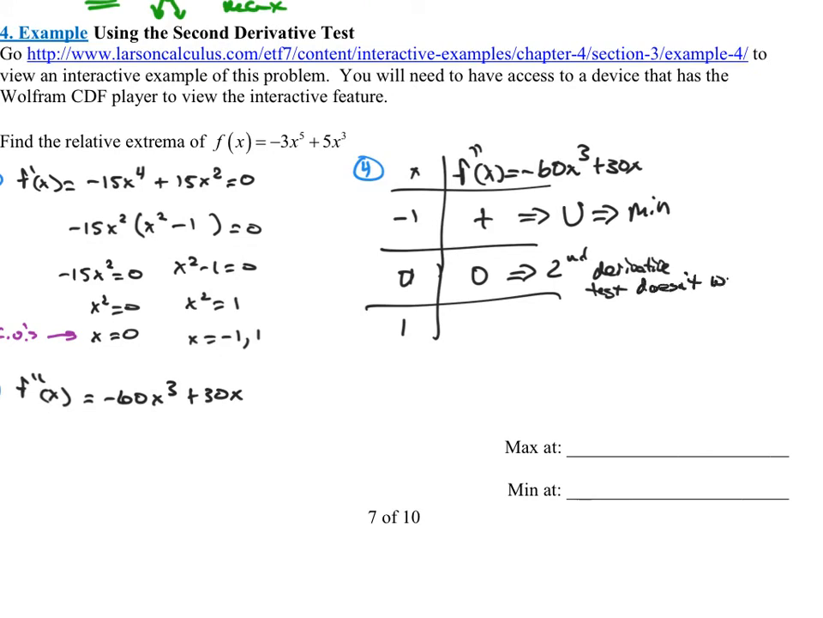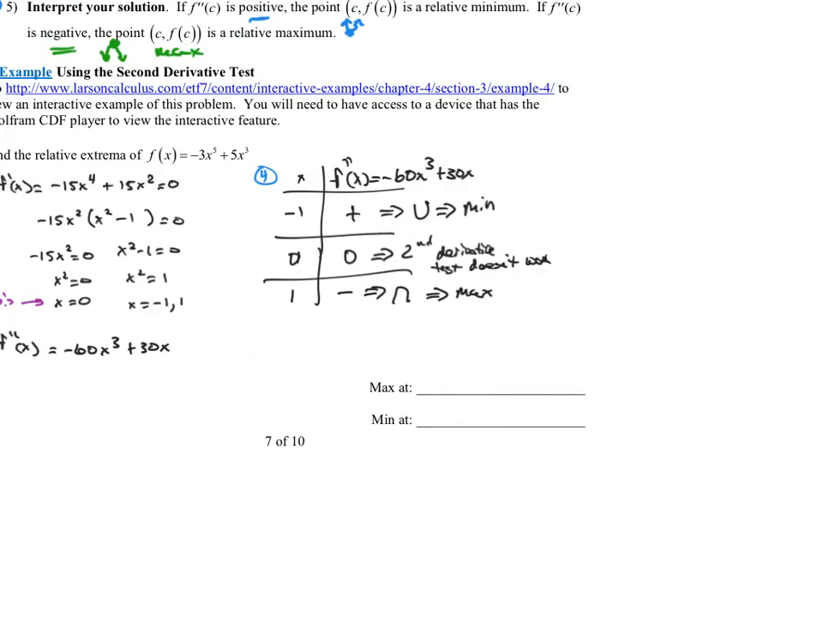So what I would need to do at that point in time is use the first derivative test. Let's try plugging in 1. When I plug in 1, it would be negative 60 plus 30, which again is a negative number. A negative number means I'm concave down, and if I'm concave down, that tells me that that point is a maximum.